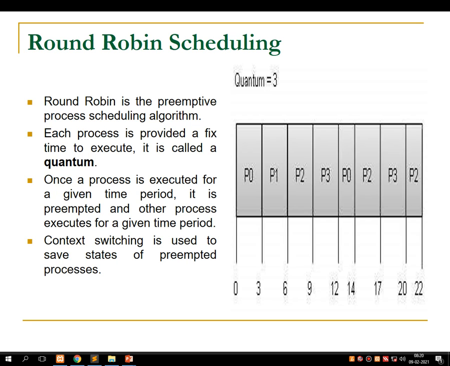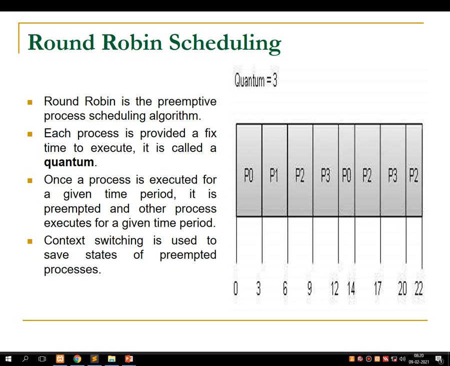Now, once the process is executed for a given time period, it is preempted and another process executes for a given time period. During this, context switching is used to save the state of preempted processes. This is something new and enhanced in the theory of the round robin algorithm. Let me repeat the words.